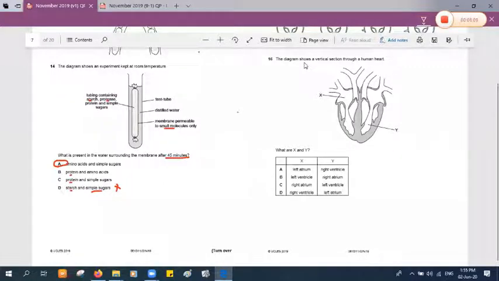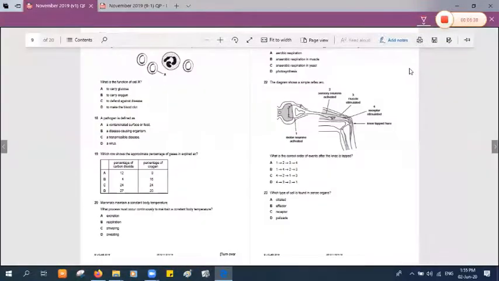The diagram shows a vertical section through a human heart. Perfect. It is C. This is very easy. We solved with many of these questions before. This is the atrium, this is the ventricle, and here, if we divide the heart into two halves, this is the right one, and this is the left. Okay, let's move to the next.